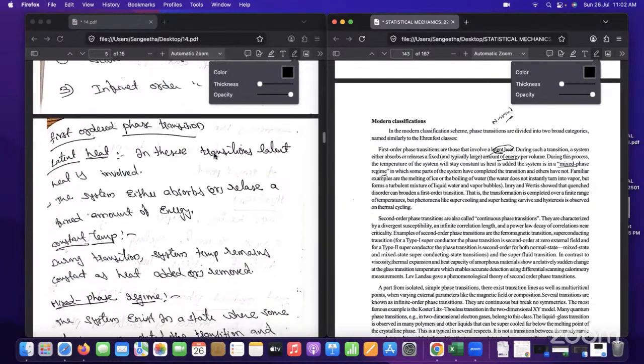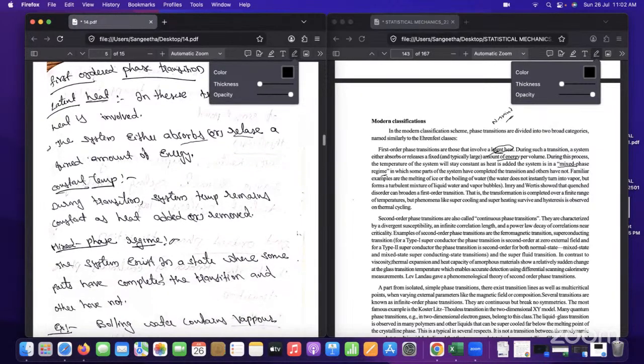So in first order phase transition, what do we have to write? In first order phase transition, latent heat is involved. If heat is involved, either energy is released or energy is absorbed. Some fixed amount of energy is either releasing or absorbing.